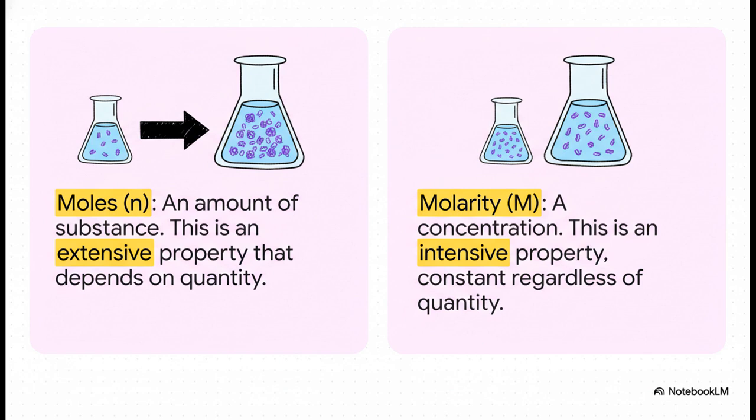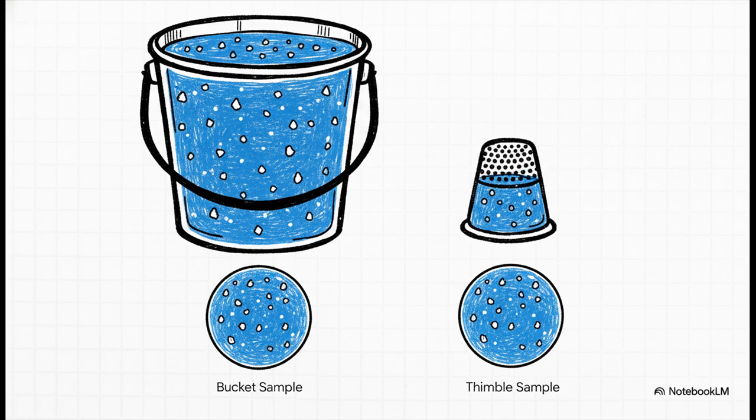Simple. But molarity, M, that's different. It's a concentration. It's an intensive property. That means it doesn't care how much you have. It stays the same. So what does that really mean? An intensive property doesn't change. Think about it like this. The saltiness of the ocean is the same whether you have a tiny little thimble of seawater or a giant bucket of it. The saltiness, the concentration, is constant. Now, obviously, the amount of salt is way different in the thimble versus the bucket, but the saltiness itself, the molarity, doesn't change one bit.